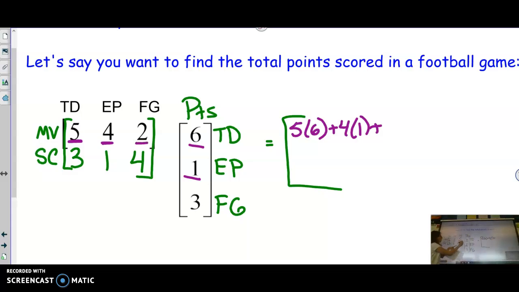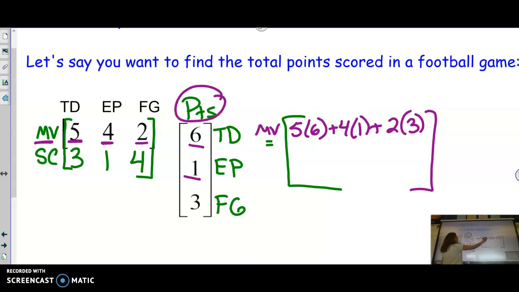And then 2 field goals gets paired up with the 3 points per field goal. So that would be Marysville is the label here, and then points is the label here. So this touchdown, extra point, field goal kind of cancels out in the middle, and you end up with this on the left side, and this is the unit on the top.